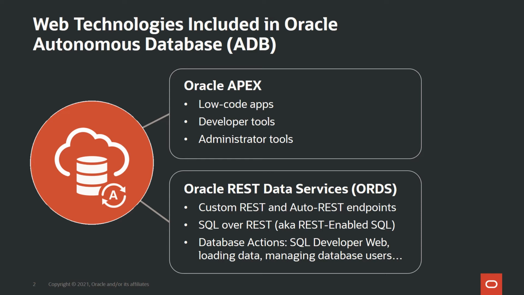The next big piece of the web interface for Autonomous Database is Oracle REST Data Services, or ORDS. It gives you the ability to stand up REST endpoints on your data. And if you like, you can actually have it automatically create REST endpoints on tables for you. We call that auto REST. It also includes a standard REST endpoint into which you can pass SQL and then get back JSON formatted results. We call that REST enabled SQL, or SQL over REST.